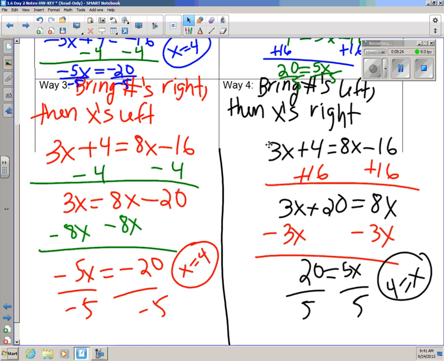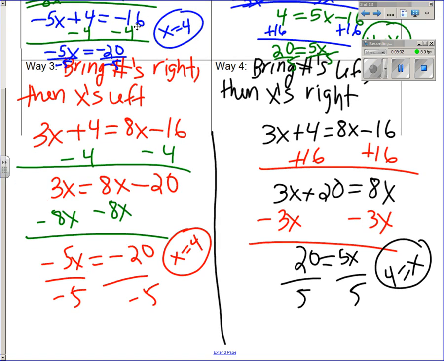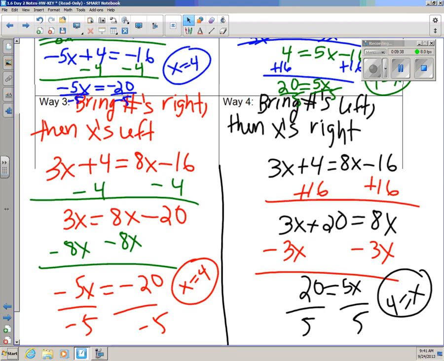Again, the idea to take away from this is that you can start solving your equation however you want. You either are going to bring the letters over one side first and numbers to the opposite side, or you're going to bring the numbers over to one side first and the letters to the opposite. It doesn't matter.